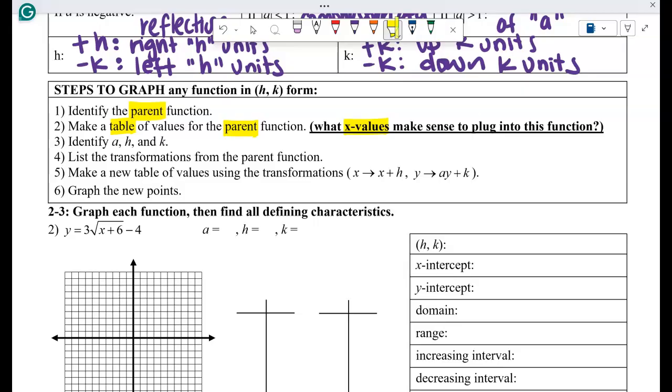If you have a line, then you can pick any value of x you want. If you have a quadratic, then again, you can pick any x you want. So you kind of have to think about the function a little bit. Then make a list of what A value is, H value, and K. That will allow us, guys, to list the transformation, okay? Then we need to make a new table for the transformation, where we add or subtract the H to your X, and then take the A value, multiply it to Y, and then whatever the K is, we add it or subtract that to Y.